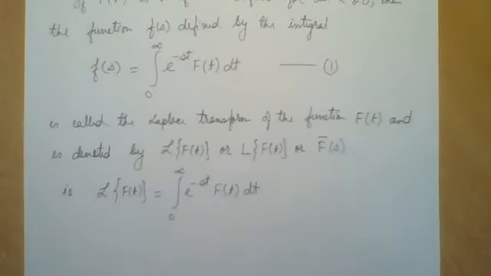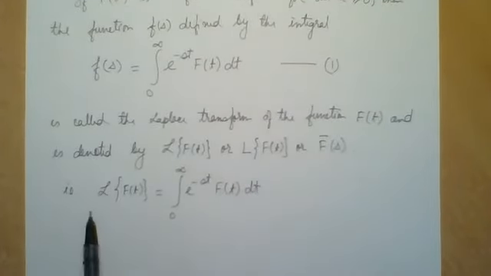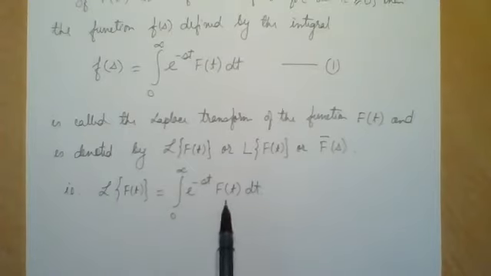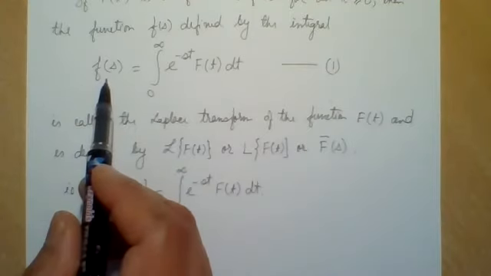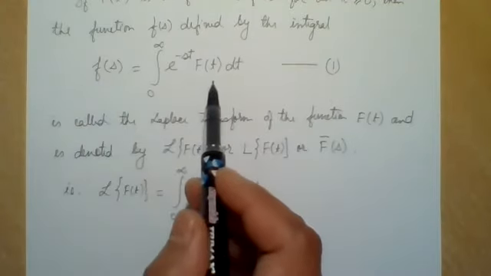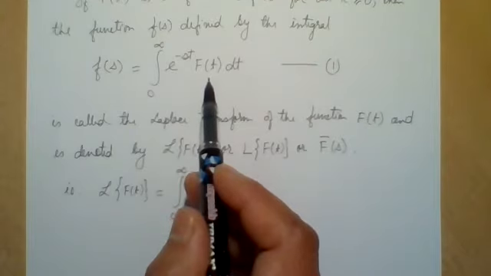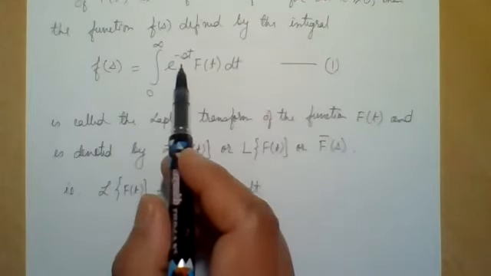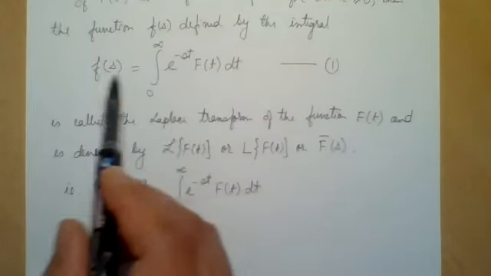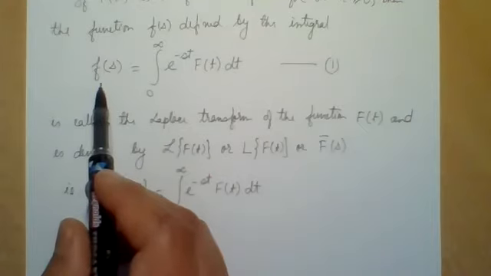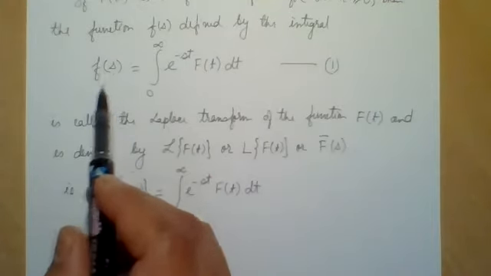So this Laplace transform of the function F of t gives a new function of the variable s. When I take the Laplace transform of the function capital F of t, I'll get a new function in terms of the variable s. So the Laplace transform of F of t is a new function of the variable or parameter s.